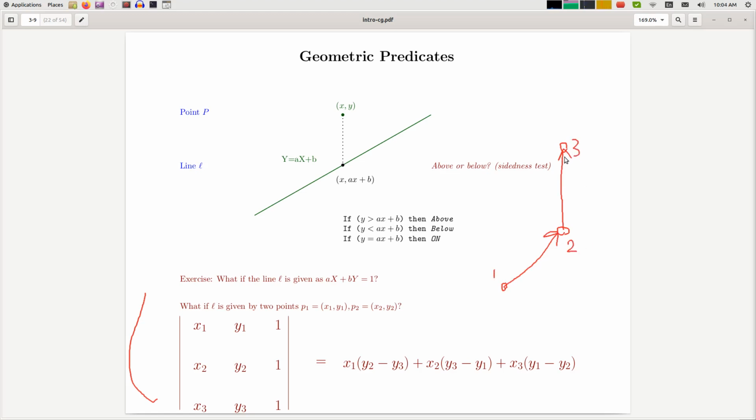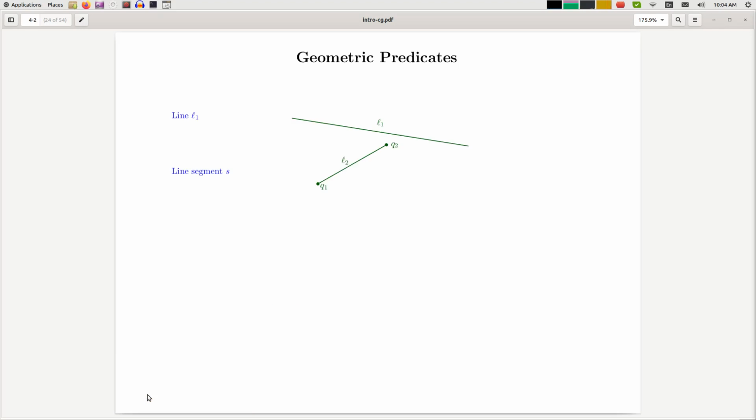If you remember in the previous video, I mentioned that you typically put these formulas in only a very small number of functions, and then you can build on top of them. We're going to see an example of it in this video. So let's say you have a line L and you have a line segment S given by 2 points, Q1 and Q2. We would like to know if the line L1 intersects the line segment given by the 2 points Q1 and Q2.